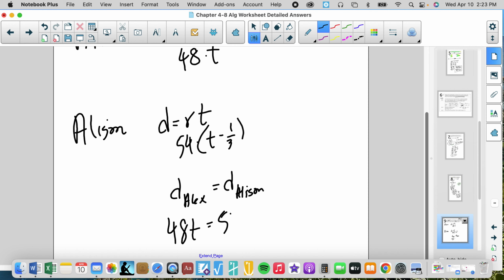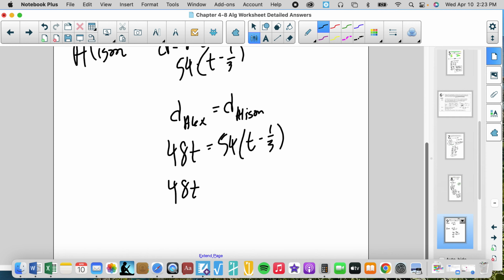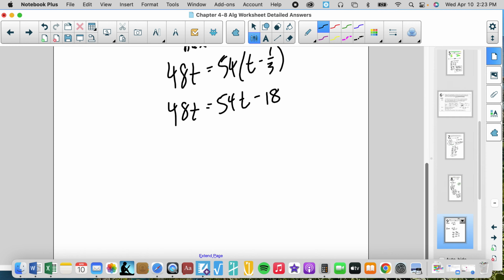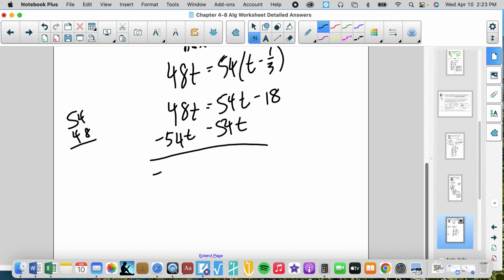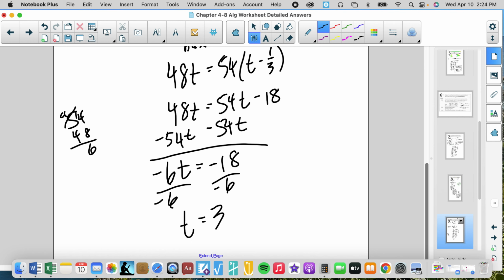48T equals 54T minus 1/3. 48T equals 54T minus 18. We're going to subtract 54T because we're going to get our variables on the same side. That leaves us with, don't subtract 54 from 48, you've got to go 48 from 54. That's 6. So negative 6T equals negative 18, divided by negative 6, and you get T equals 3 hours.